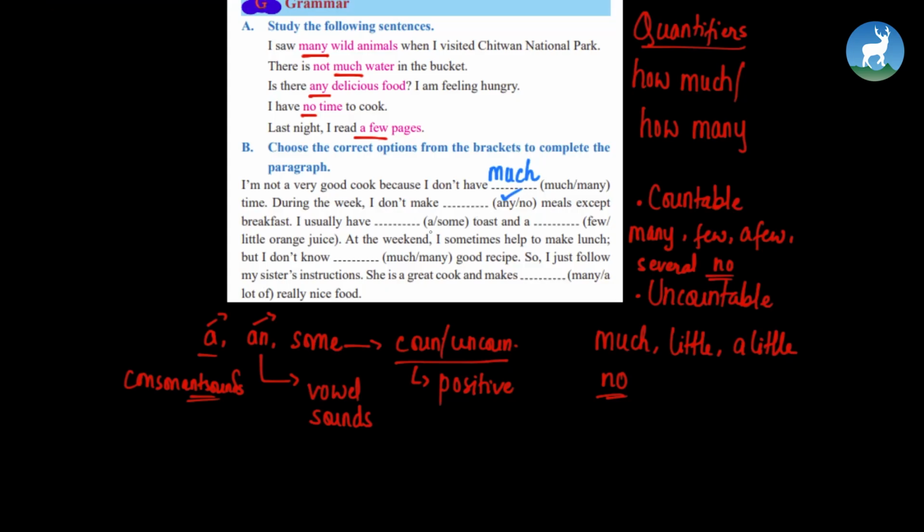I usually have some toast, a toast, and a little orange juice. At the weekend, I sometimes help to make lunch, but I don't know many good recipe. So I just follow my sister's instructions. She's a great cook and makes a lot of really nice food. So this is how we use our concept of quantifiers to complete the paragraph.